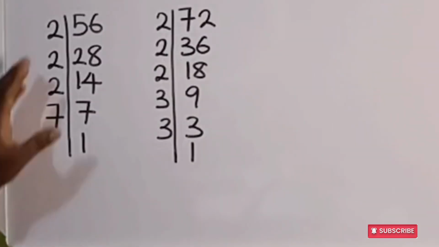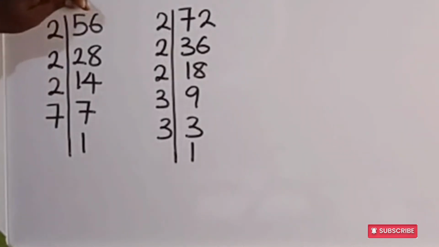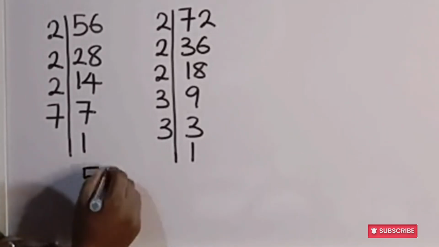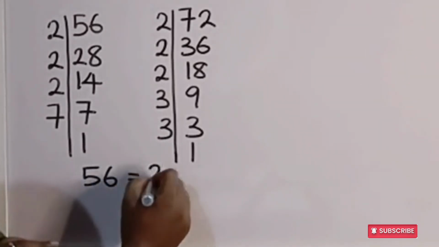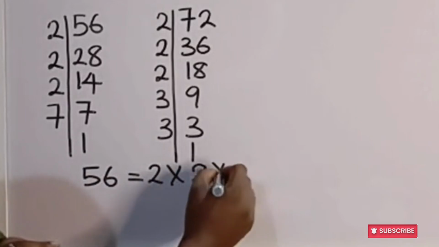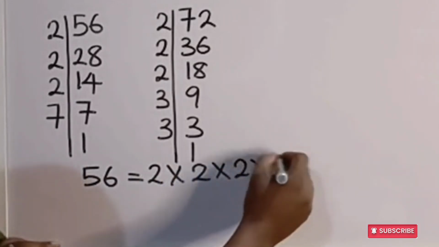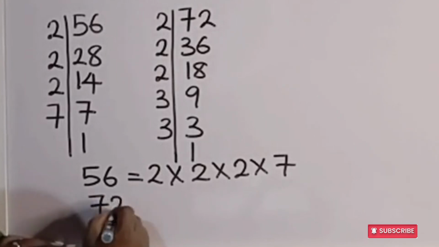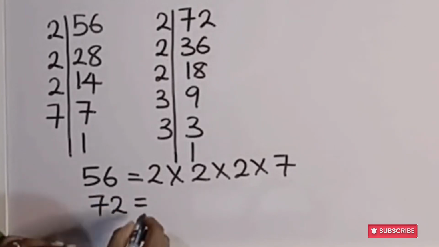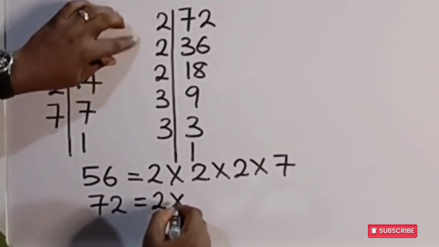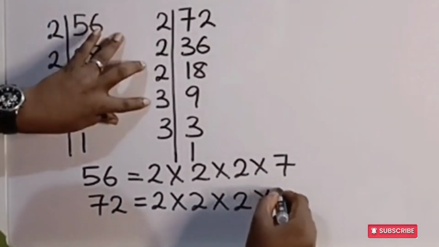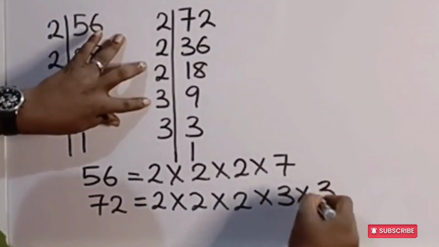So now we're going to write 56 as a product of these numbers here. So 56 is equal to 2 multiplied by 2 multiplied by 2 multiplied by 7. And then 72 is equal to 2 multiplied by 2 multiplied by 2 multiplied by 3 multiplied by 3.